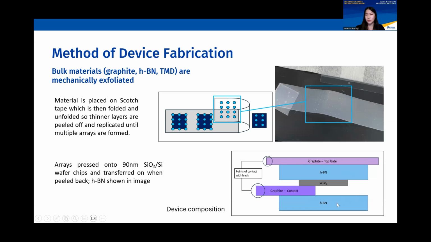And once evaluating flakes, we could use them to build this device shown down here, where the HBN is used as substrates around the WSe₂ TMD layer in the middle. And then exfoliated graphite could be used as either top gate or contact, where the top gate encapsulates the entire device, and the contact makes contact with the TMD, and also the gold leads, which is where you would apply a voltage to manipulate excitons.